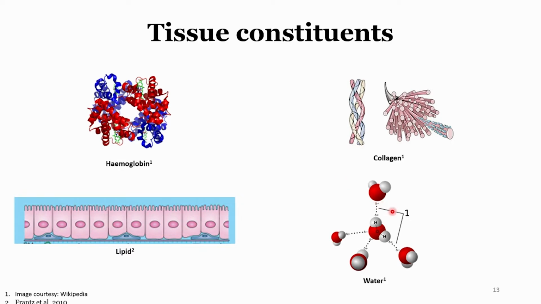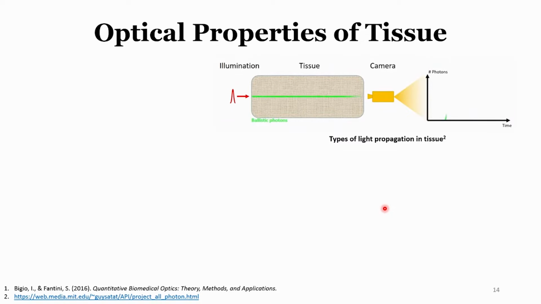In the case of water, what you see is H2O, where the oxygen makes a particular angle with the hydrogen atoms. So, let us see what happens once we pass the illumination, that is the light, through the tissue. What do we see? We see that there is a certain type of laser or light that I am passing. I am passing a pulse of light.